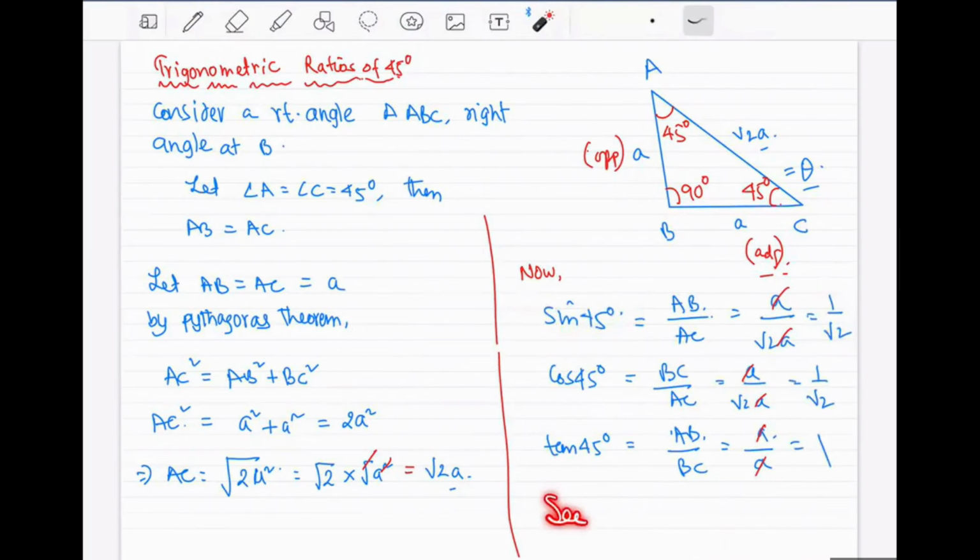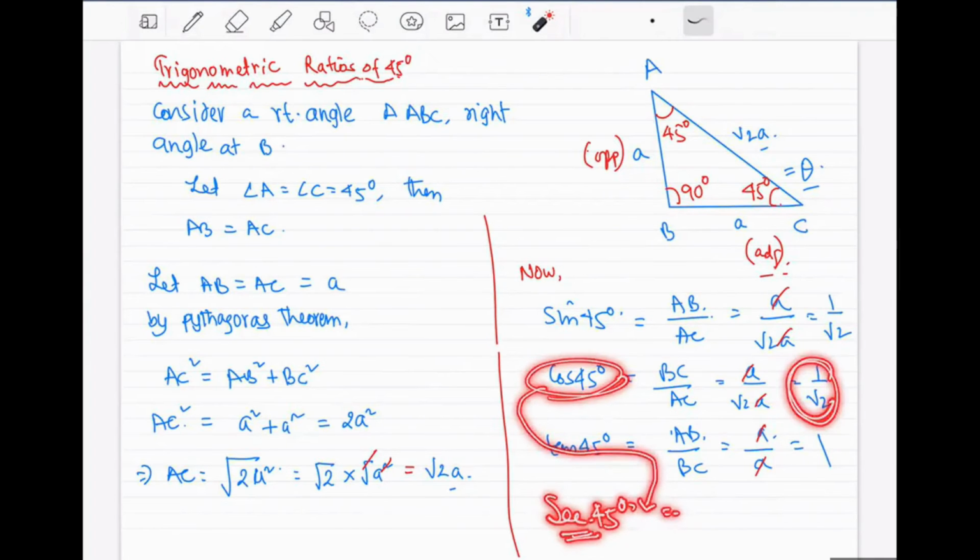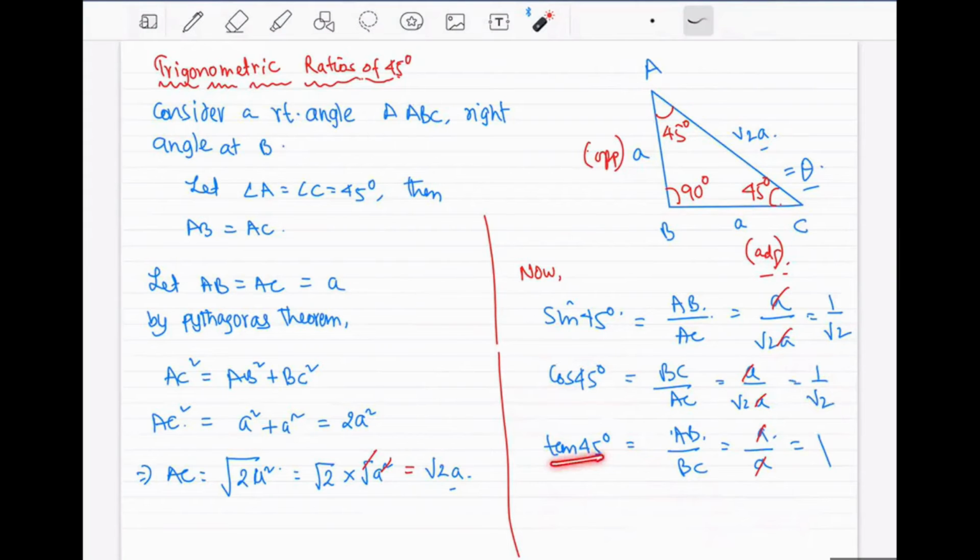Similar thing for sec. In case you want to find sec 45, you have to take the reciprocal of this. So turn this upside down, we will get root 2 by 1 again. So this is root 2. Tan 45, the reciprocal is cot 45 degree. So the reciprocal of 1, we will get 1. Same thing. So 45 degree is one of the easiest values to remember.